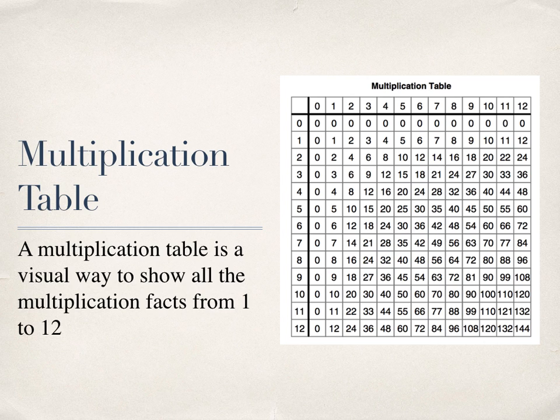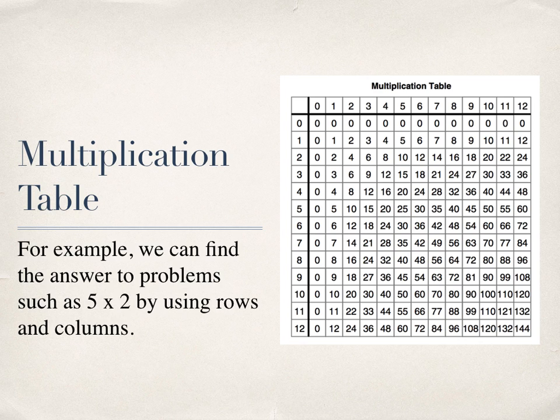A multiplication table is a visual way to show all the multiplication facts from 1 to 12. For example, we can find the answer to problems such as 5 times 2 by using rows and columns.